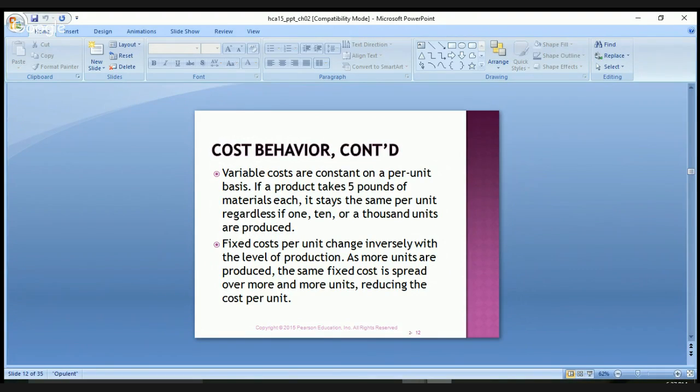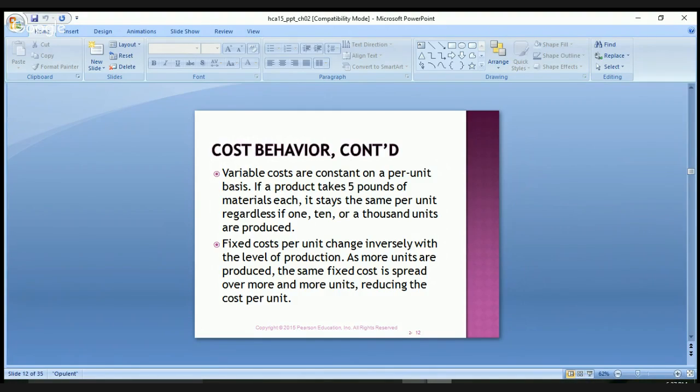Now, variable costs are constant on a per unit basis. If a product takes 5 pounds of materials each, it stays the same per unit regardless of whether 1, 10, or 1,000 units are produced. So with variable cost, it's going to cost me $50 per tire, no matter what. The cost per unit stays the same, but the total cost varies.